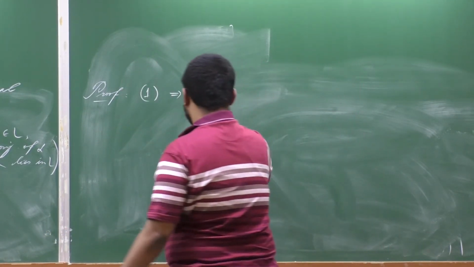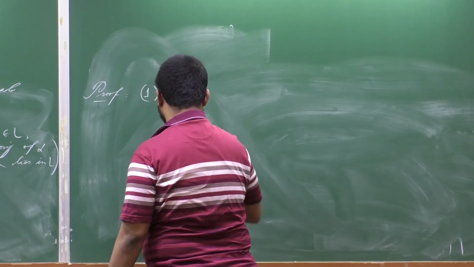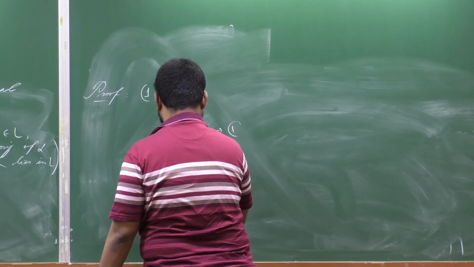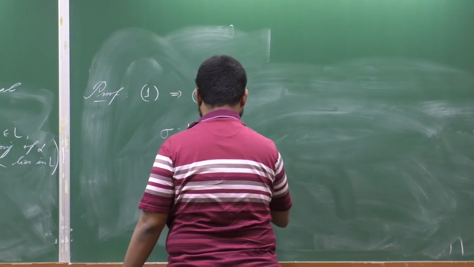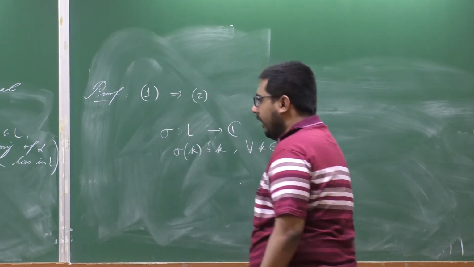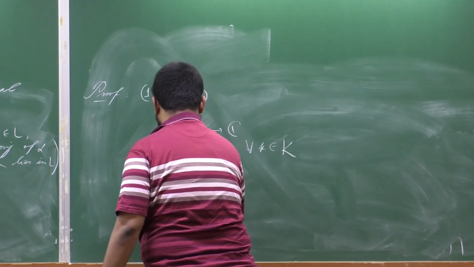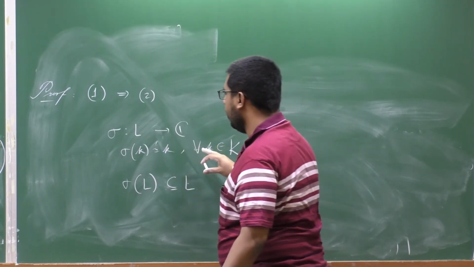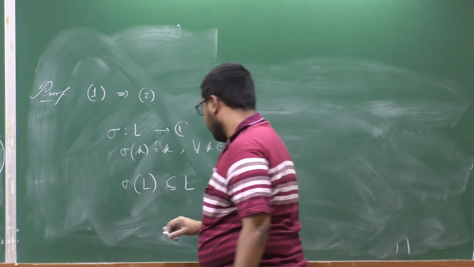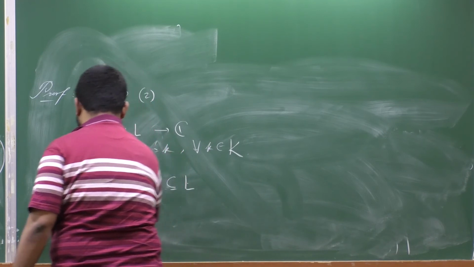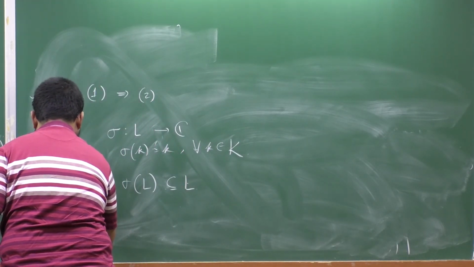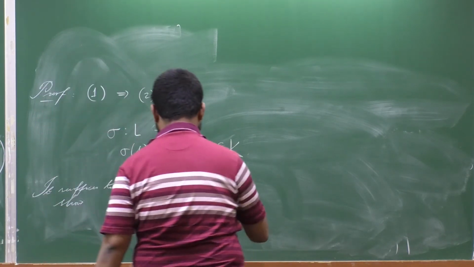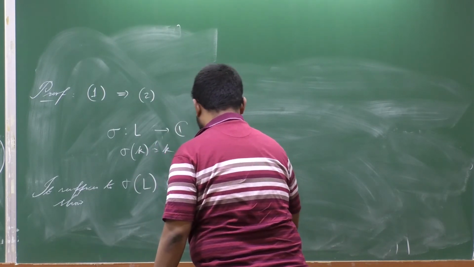So if sigma is an embedding of L into C fixing k, for each small k belonging to capital K, we have to show that sigma of L is contained inside L. Since sigma of L is contained inside L, it suffices to show this, because of degree.